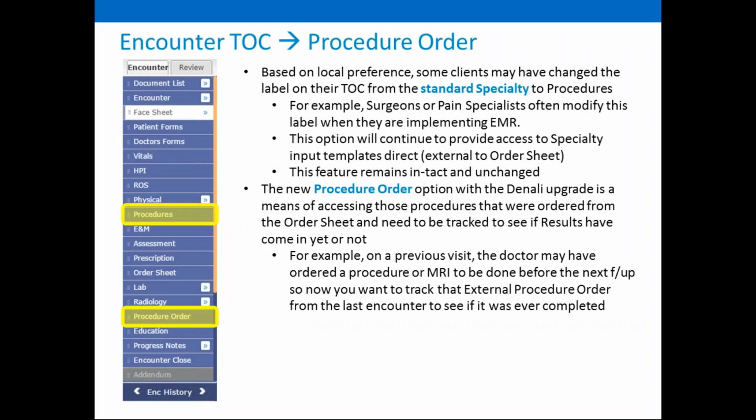The option that you may have relabeled procedures manually will still be inclusive of ones that you do directly under that option, apart from the order sheet, as well as order sheet procedures that are automatically added to that option. So there is a distinction between the two.